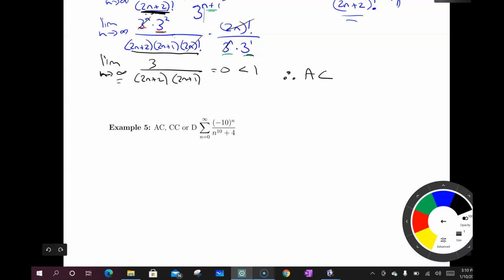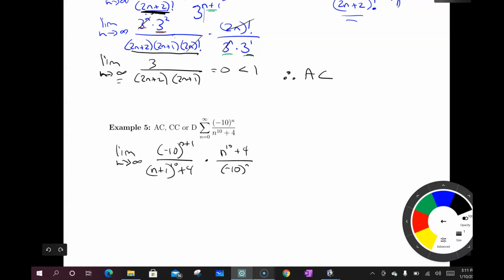All right. Ooh, let's see, lots of exponents, so this would be a good one for the ratio test. So let's just dig in. I'm putting in n plus 1 everywhere there's an n, and then I'm multiplying by the reciprocal of the nth term.